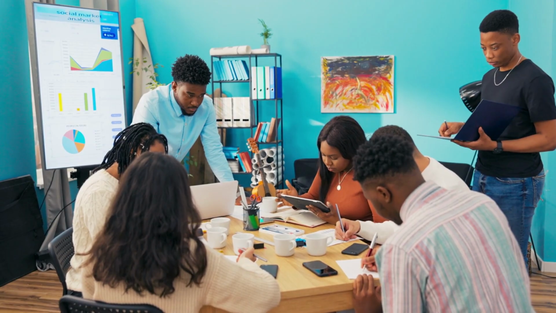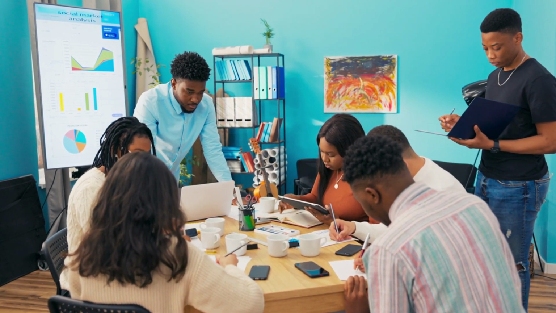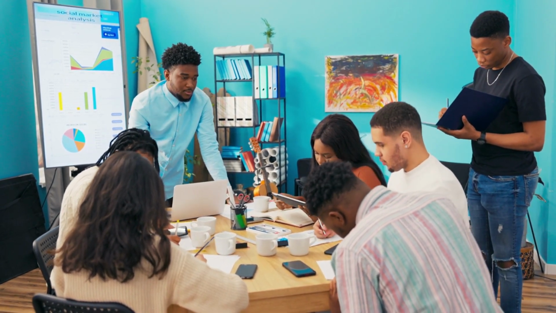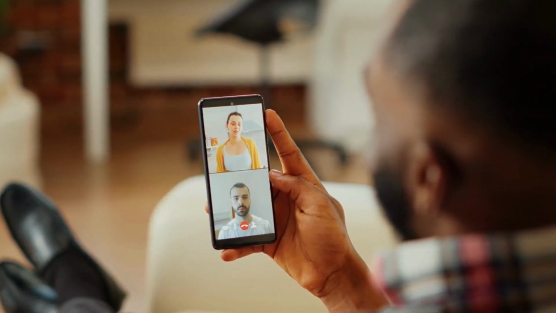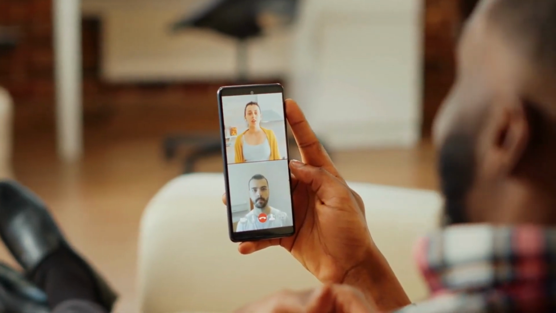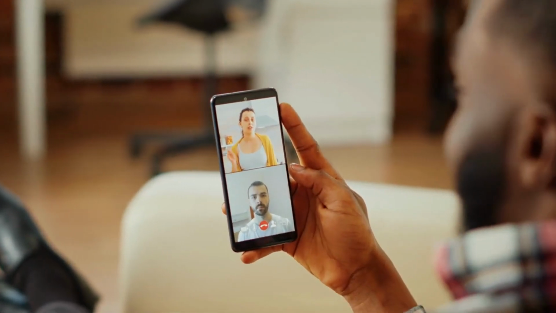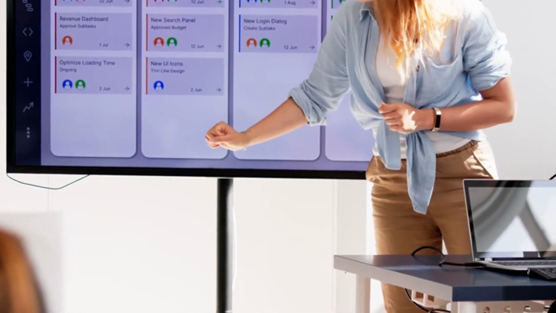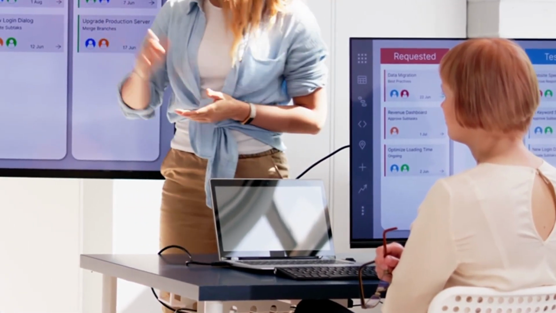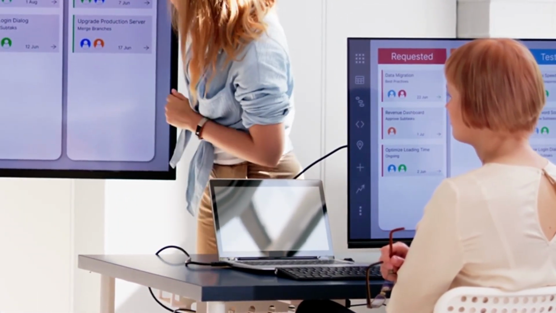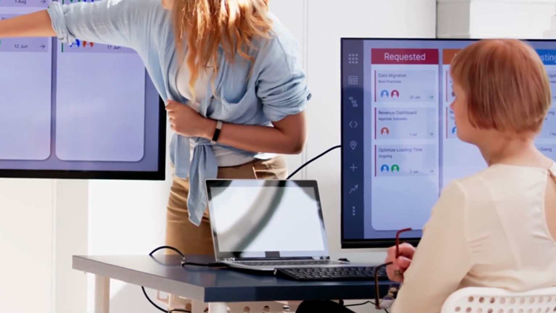Employees at all levels should receive training on Six Sigma principles, tools, and methodologies. This not only equips them with the skills needed to participate in improvement projects but also fosters a sense of ownership and accountability. Organizations may choose to implement a certification program, such as Green Belt or Black Belt training, to develop internal expertise and leadership in Six Sigma.